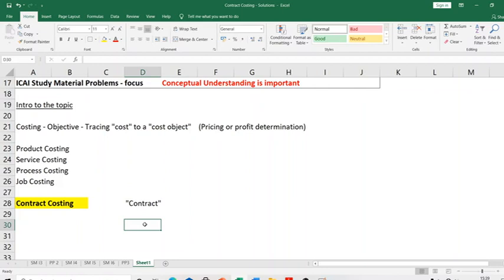So if you look at contract as such, we have seen job contracts, we have seen service contracts already, and we have seen separate chapters dedicated to jobs and services. Why should we have a separate topic called contract costing? What is it that we are going to learn in this chapter that you didn't learn in service costing or in job costing? What is so special or specific about contract costing?